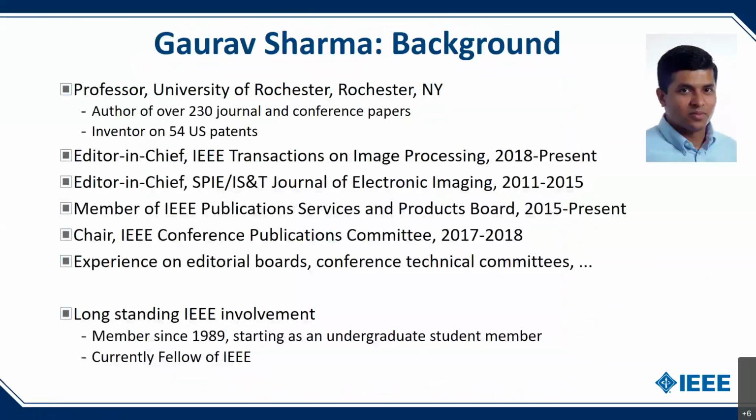So with that quick introduction to my employment background, I'll talk a little bit about my background as it relates to publications. Over the course of my career, I have worked both in industry and academia and have authored a good number of publications. I'm also an inventor on a number of patents. I currently serve as the editor-in-chief for the IEEE Transactions on Image Processing and have previously served as editor-in-chief for the SPIE and IS&T Journal of Electronic Imaging. This is not an IEEE journal, but a journal published by SPIE and IS&T. I've been a member of the IEEE Publication Services and Products Board for a substantial amount of time, and I've also participated in other editorial boards, conference technical committees, and so on.